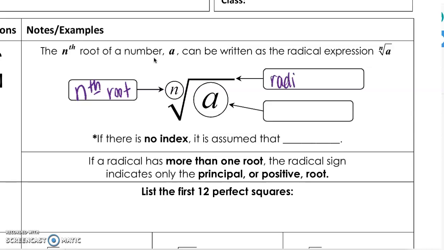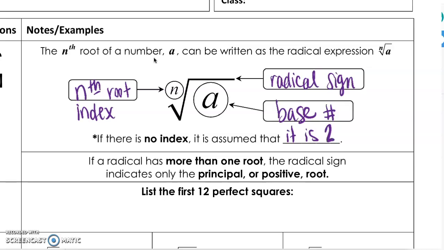This is your radical sign. And this is what we call our base number. Another name for your root is an index. The little star says if there is no index, it is assumed to be 2, a square root. So we don't write a 2 for the square root. We just write the radical sign.